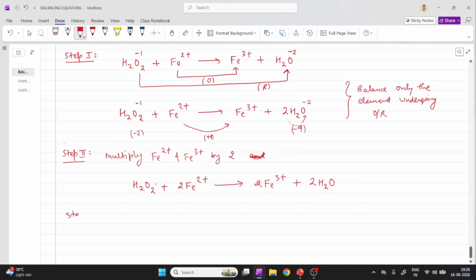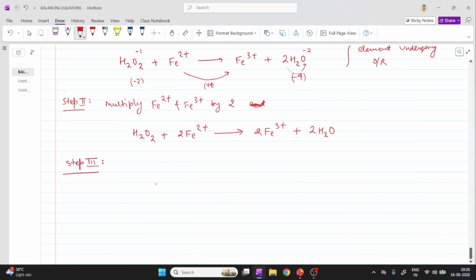Step 3 is to balance charges. So how can we balance charge? This is 2+, so 2 twos are 4+. This side we have 2 threes are 6+. So the right side is 6+, the left side is 2+. So I can add 2H+ in the LHS. Why? Because of charge balance.